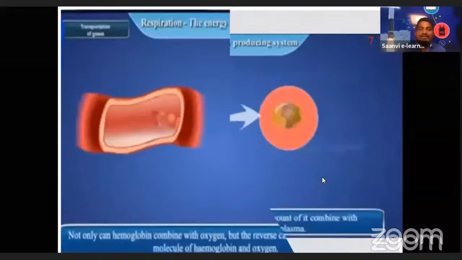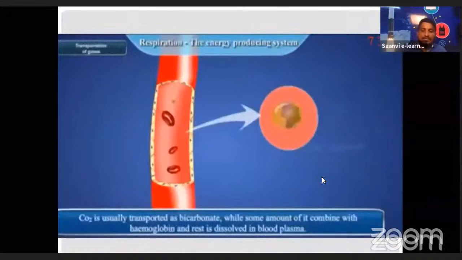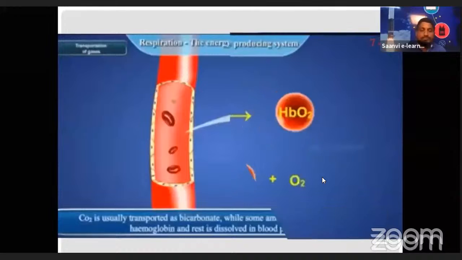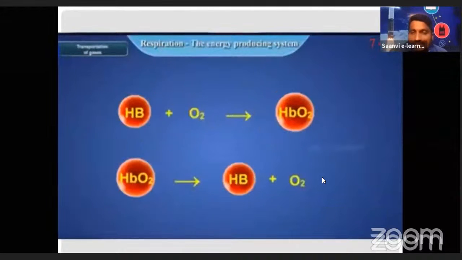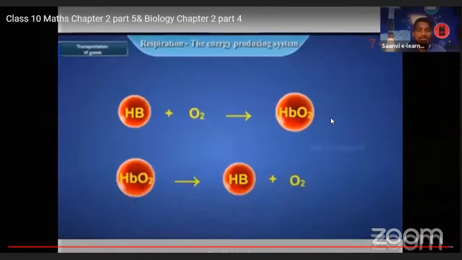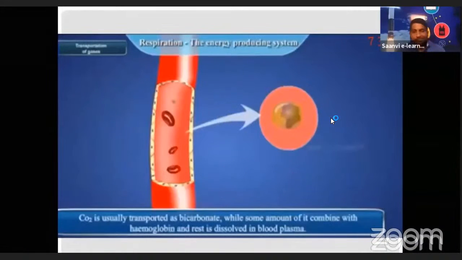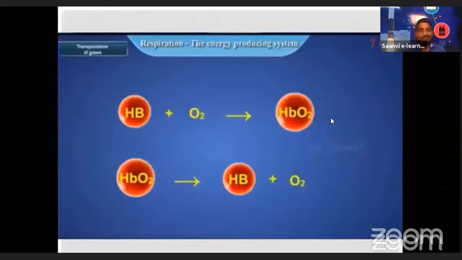So here we have a clear reaction: hemoglobin reacts with oxygen and forms oxyhemoglobin, HbO2. The reverse can also happen: HbO2 can divide into Hb plus O2. And CO2 is usually transported as bicarbonate, HCO3, while some amount of it combines with hemoglobin and the rest is dissolved in the blood plasma. This is clearly given in that circular figure.